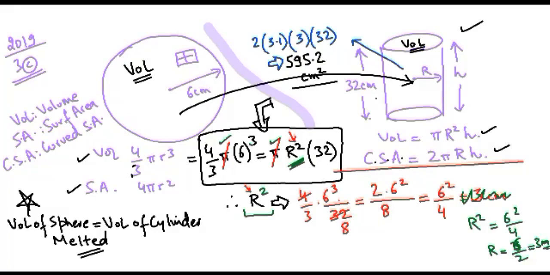So once I have found the radius of the cylinder, then I need to find the curved surface area. Then the rest of the question is pretty easy. 2 into pi into r into h, and this will be the final answer. Any doubt? No, sir.